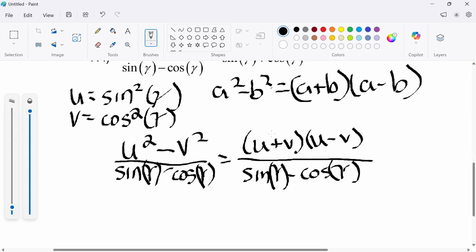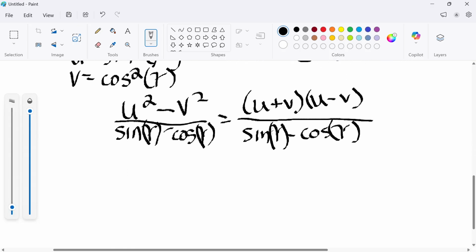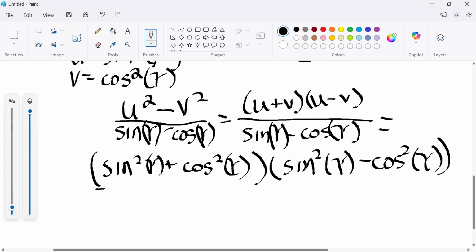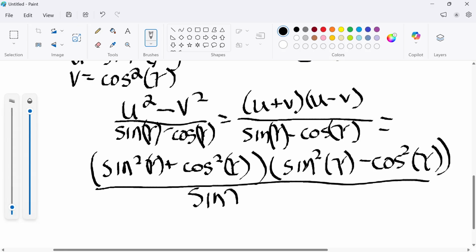So now I've got to substitute u and v back in. u is sine squared, v is cosine squared. So this is sine squared gamma plus cosine squared gamma, times sine squared gamma minus cosine squared gamma. I'm just substituting those back in for u and v, divided by sine gamma minus cosine. Okay, my gamma is starting to look like a y.